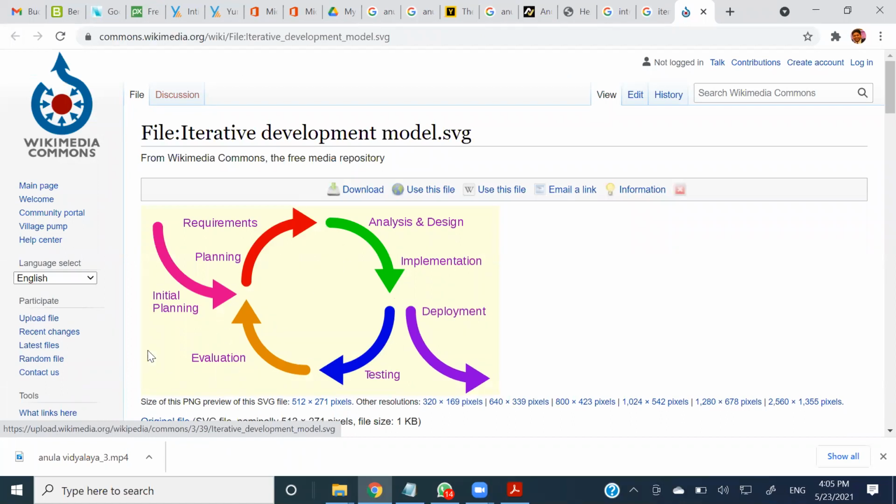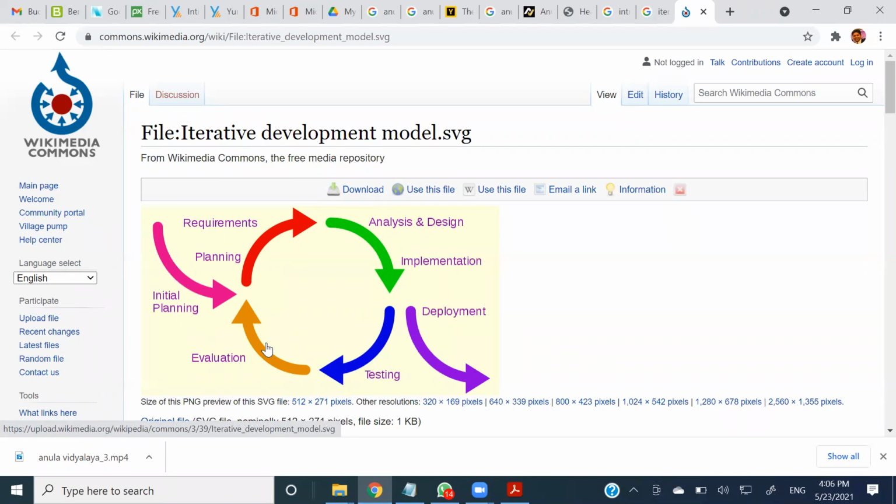The arrow on this side is wrong, right? So when you are drawing it, just draw this diagram, right? Identifying requirements, planning, analyze and designing, implementation, testing, evaluate. So that will happen iteratively. At the very last, they will deploy, right? So what is iteratively happening is planning, analyze, implementation, testing, and evaluation, right?